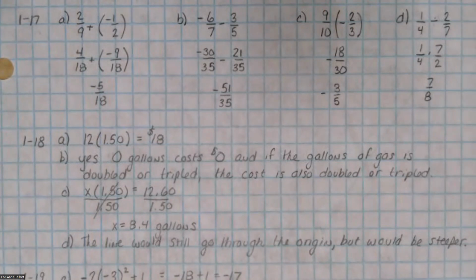17. A and B both require a common denominator. We talked about this quite a bit on Friday when I walked around. But C and D do not require a common denominator. So you should get negative 5/18, negative 51/35, negative 3/5, and 7/8.